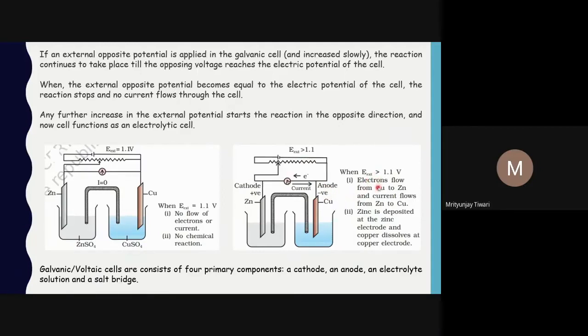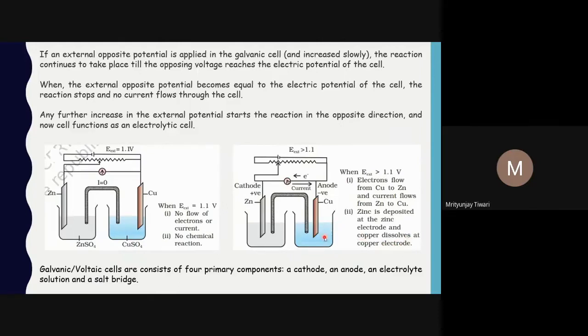So when the external potential is more than 1.1 volt, electrons flow from copper to zinc. As soon as the opposite potential is more, this will become more negative and this will become more positive. So the electrons will move from negative to positive, from copper to zinc, and current will flow from zinc to copper. Zinc is deposited at the zinc electrode and copper is dissolved at the copper electrode.